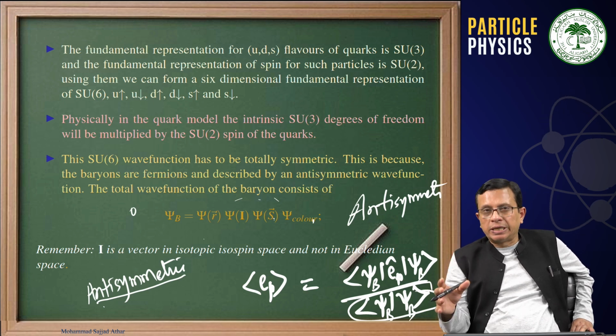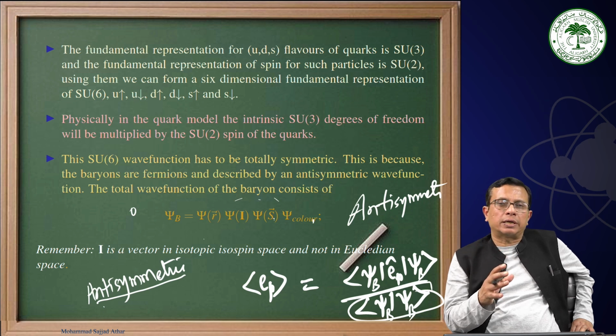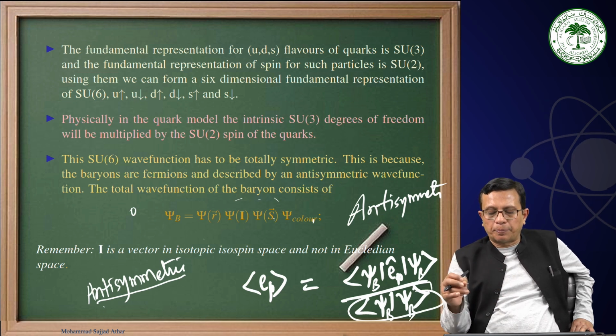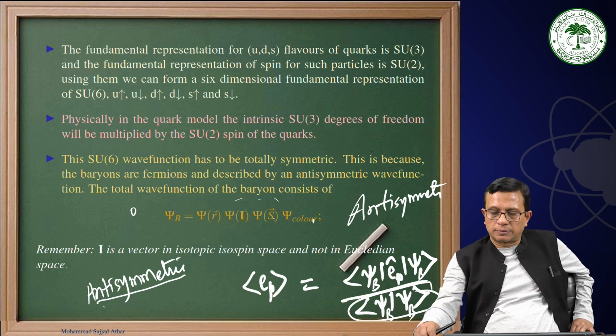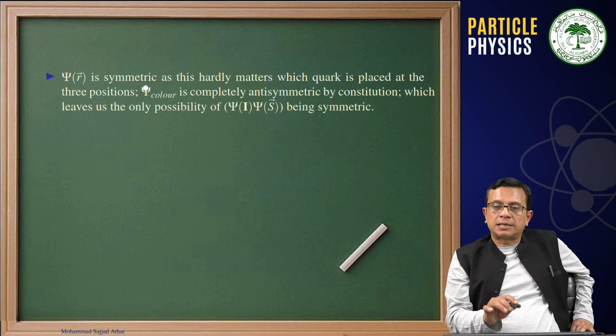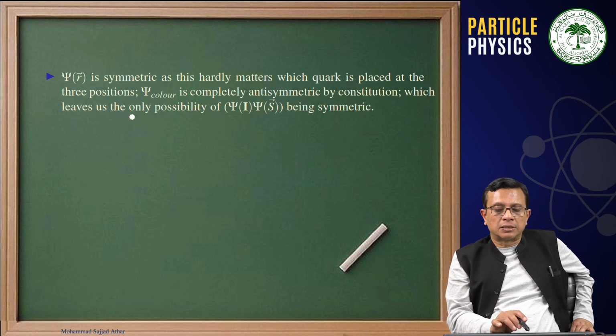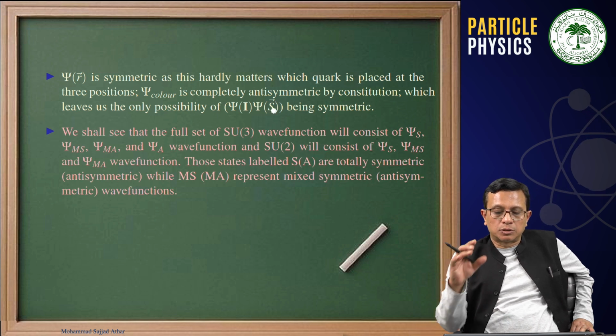If you believe in the quark model, and if you are sure that all the baryons and mesons are made up of 3 quarks in the case of baryons, and a quark anti-quark pair in the case of mesons, therefore psi r in principle is symmetric, as it hardly matters which quark is placed at the three positions. Psi color is completely antisymmetric by constitution, which leaves us the only possibility of psi I and psi s being symmetric. This is what I have discussed.